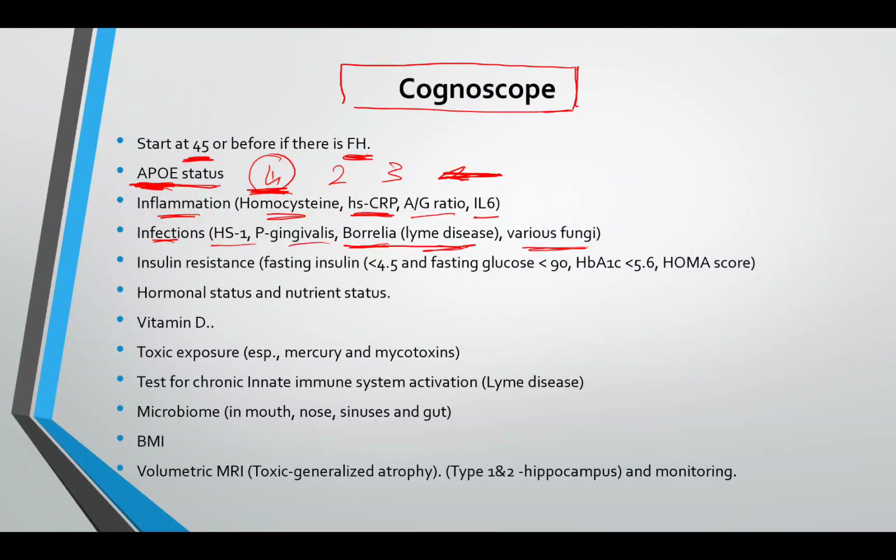You need to check your gums, sinuses, and for insulin resistance. Your hormonal status should be optimal, and your nutrients should be optimum. You need vitamin D. You need to study if you have mercury levels and other mycotoxins in your blood. Mycotoxins are fungal toxins.